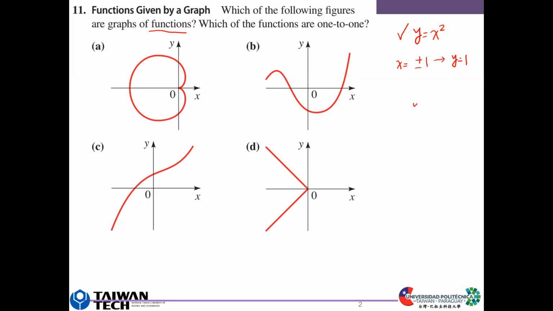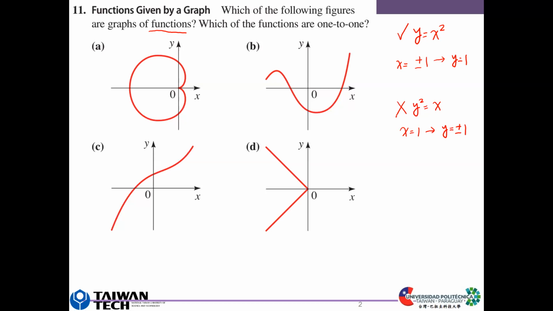But if y squared equals x, when x equals 1, y could be positive or minus 1. This is not a function because there's one input and it generates multiple outputs, and we don't know which, and both of the outputs are correct. So this is not a function.